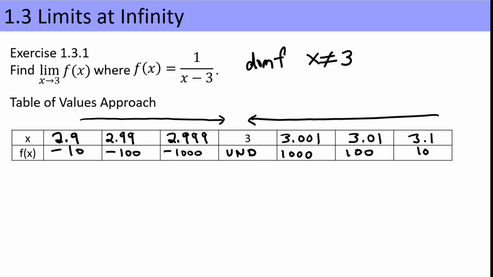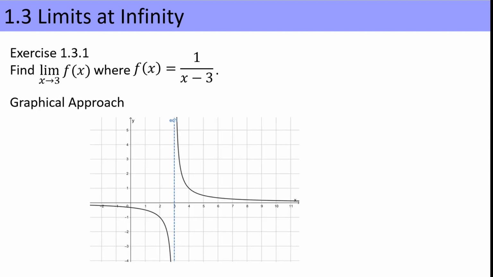What we could conclude is that if we're looking at 3 where it's not defined, as you get closer and closer to 3 from the left, the function appears to be going to negative infinity. And as closer and closer you get to 3 from the right, the function appears to be going to positive infinity. So let's look at the graph. When we graph f of x equals 1 over x minus 3, we get the vertical asymptote.